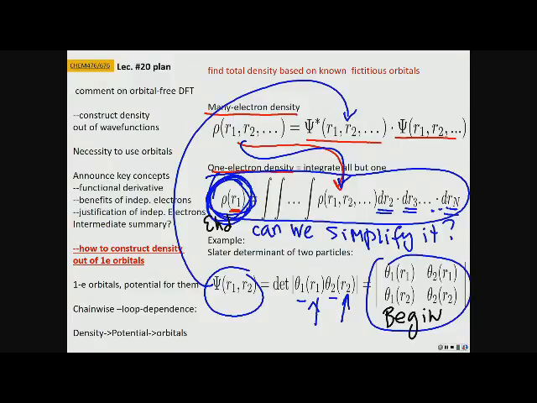This seems very simple, very natural, but now we do have a proof. So it is not our imagination, it's not approximate like Koopman's theory. This is an exact way to compute total density. So if you have orbitals, they allow you to construct density.